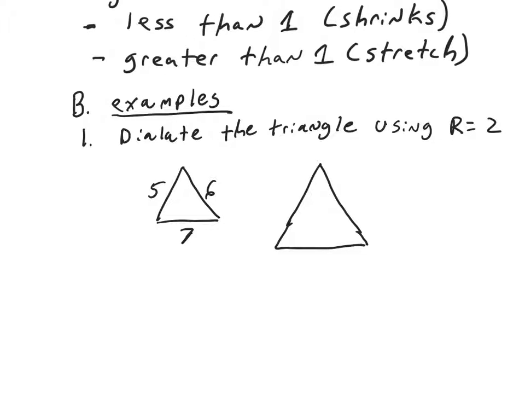So our first side over here is going to be 5 times 2. It's going to be 10. And then over here we have 6 times 2, which is 12. And then down here we have 7 times 2, which is 14. So we end up with a triangle with the side lengths 10, 12, and 14. Everything's doubled, except the area. The area is going to change a little bit differently, but we'll get into that on a different lesson.